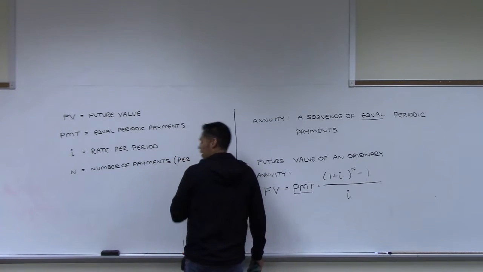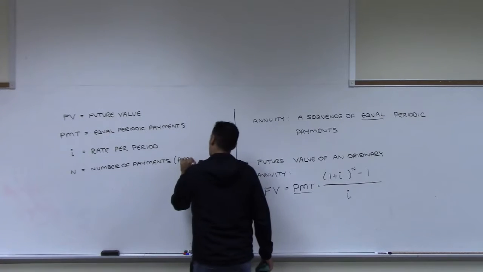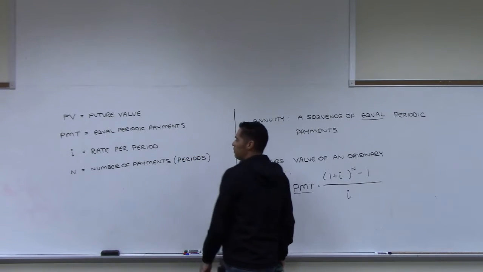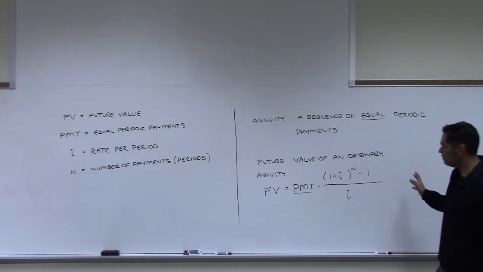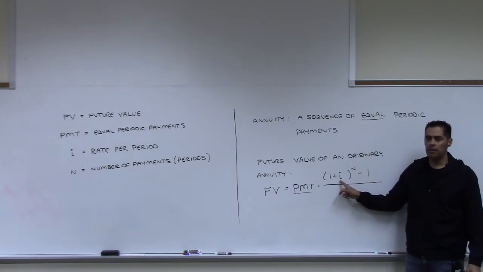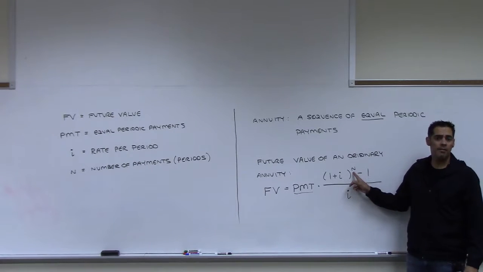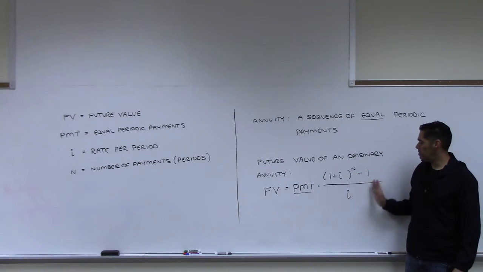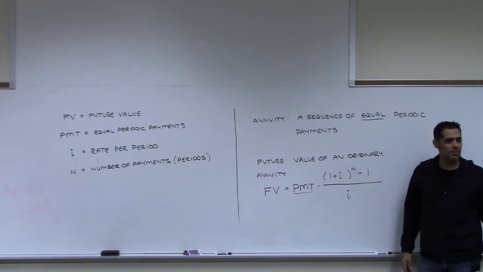Or if you want, you can say the periods. This would be your number of periods. And does that cover all the variables here? The future value, the payment, the rate per period, the number of periods, and 1 and I again. So this is it, right? This is all we need?